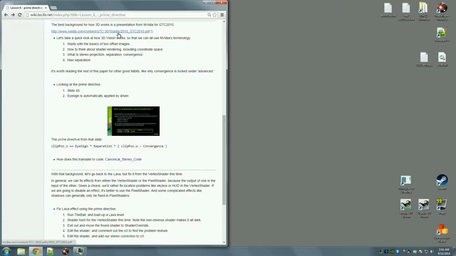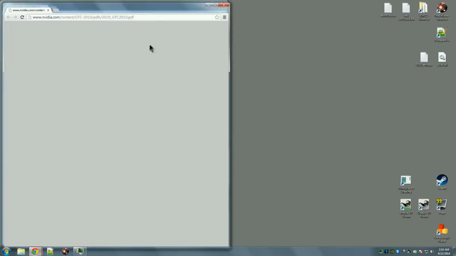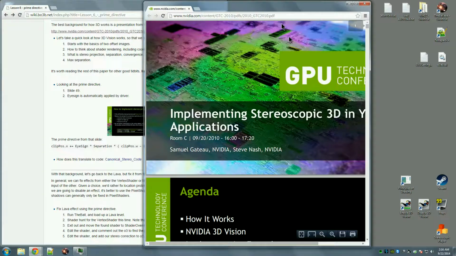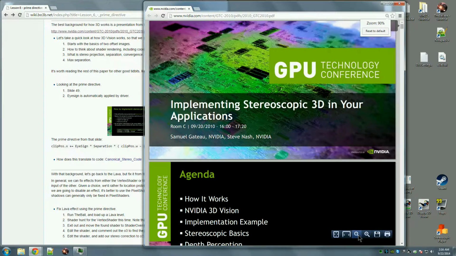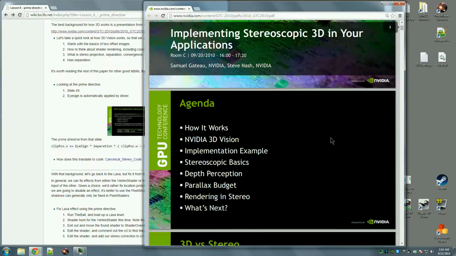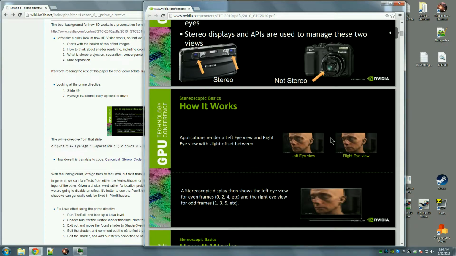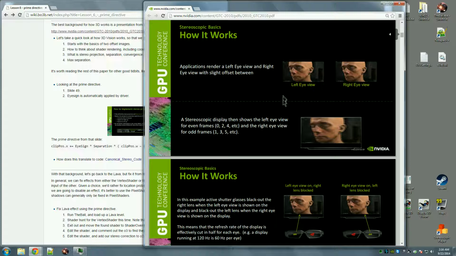Now, the best background for how the 3D works is a presentation that NVIDIA made, which is this NVIDIA content, and this is a pretty good presentation as far as that goes. It's definitely worth reading the entire thing in order to understand everything there is to know about stereoscopic 3D, and I would recommend reading through the entire thing. Not all of it's going to make sense. Read it multiple times. As you learn more, come back and read it some more, and you'll get a better idea for what's going on.